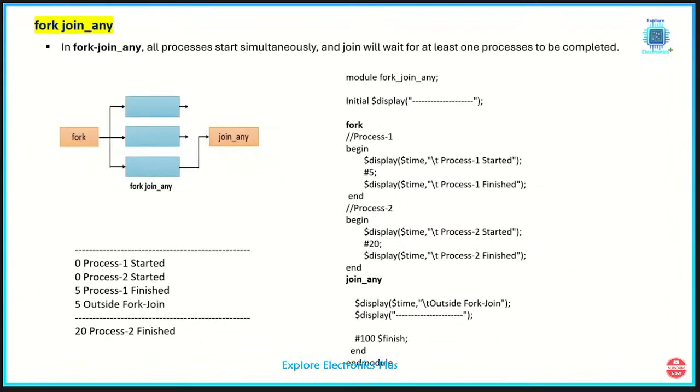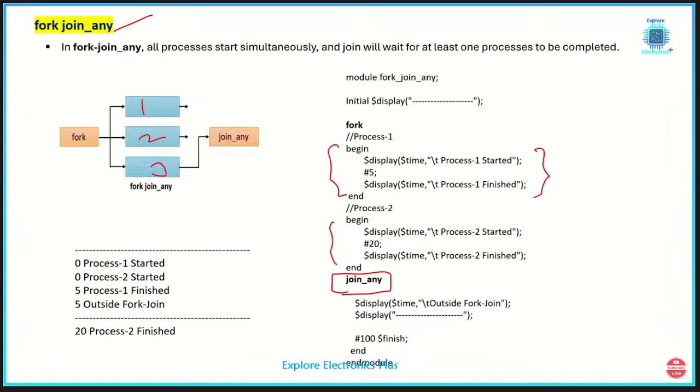We have fork join any. In a fork join, we have to wait for all the processes 1, 2, 3 to get completed. Suppose if you write join any for the same example, what happens? Suppose if you have two processes like this, when at least one of the processes gets completed, it will come out of the block of code.